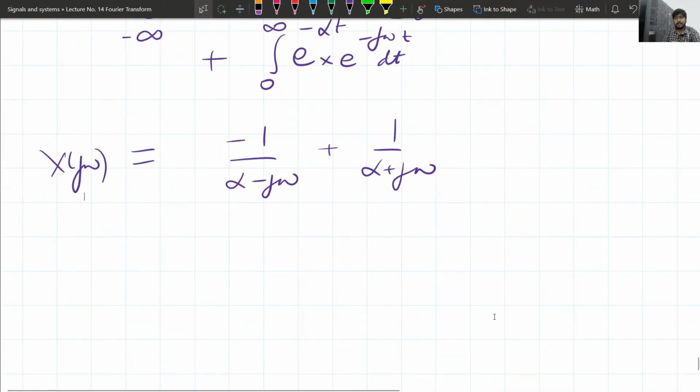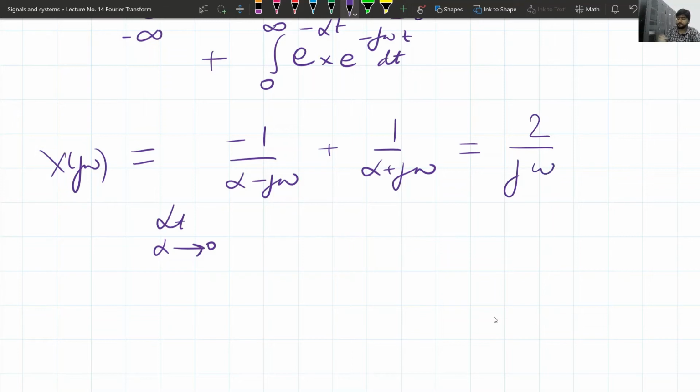Now let us apply the limit. If we take limit alpha tends to 0, then we will obtain the Fourier transform as 2 upon j omega. Hence we can see a signum function has a Fourier transform of 2 upon j omega.